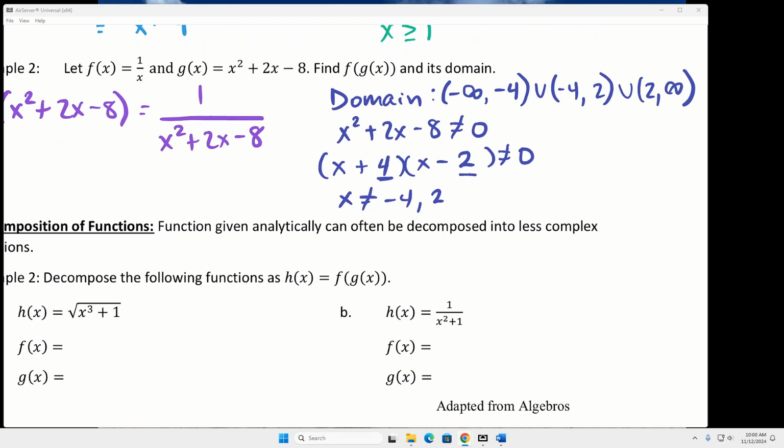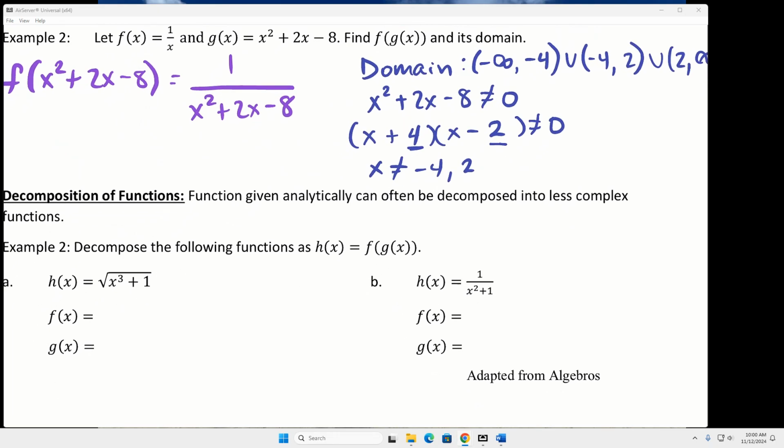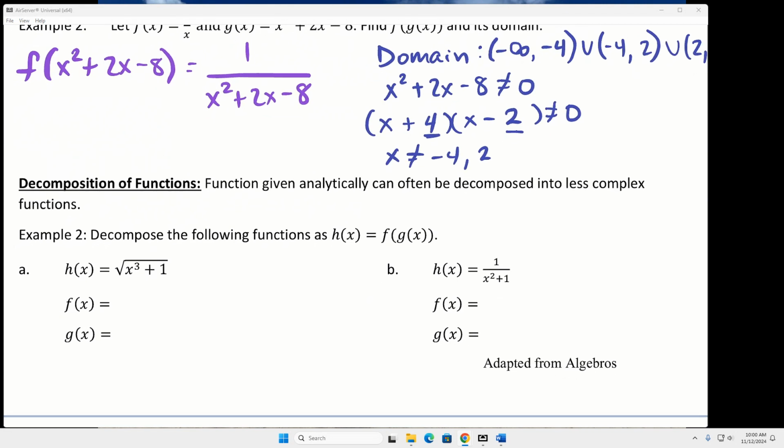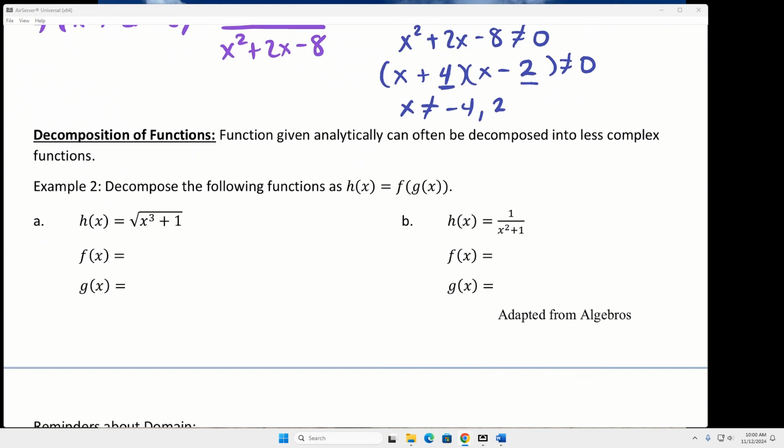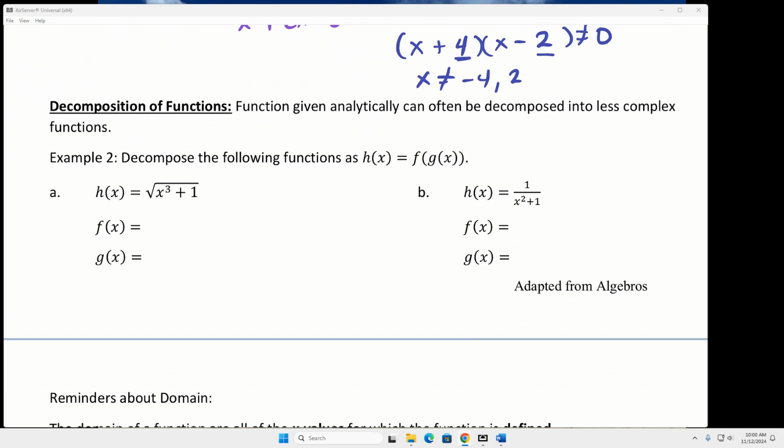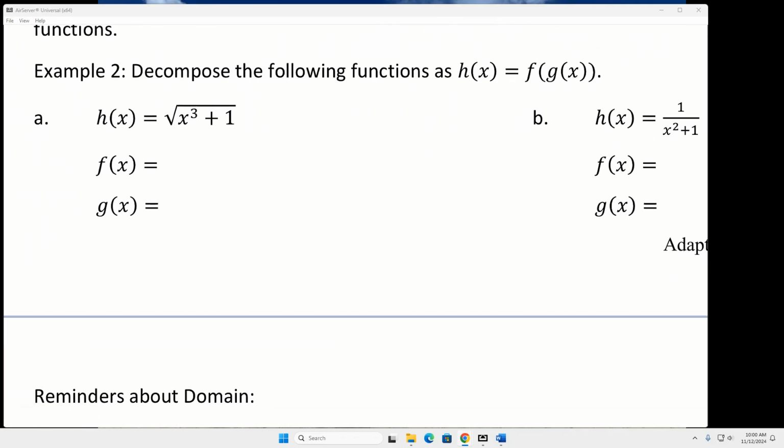All right, the other thing we're going to do is something I really like doing. It's kind of like solving a puzzle. And so it's doing the decomposition of functions. And so you kind of undo what the composition did. And so on example 2, we're going to decompose these functions. So we know that this was found by doing f of g of x. And so f is the outside function. A lot of times it's a parent function, but it's whatever the type of function is. And then g is going to be the inside function.